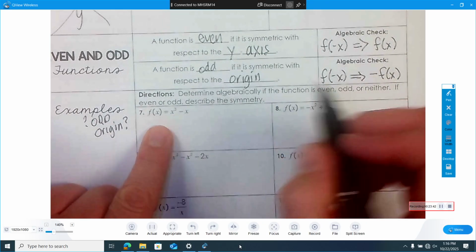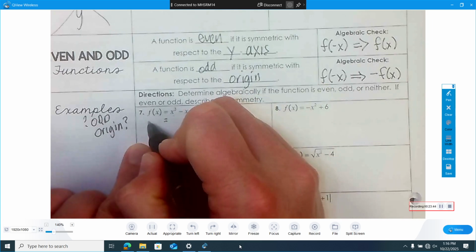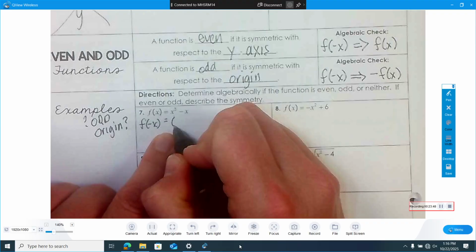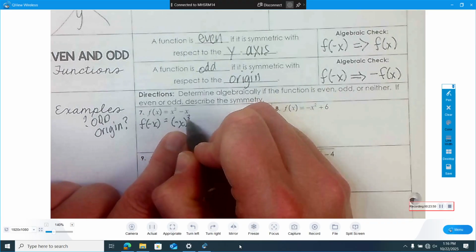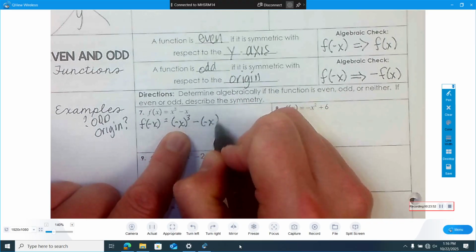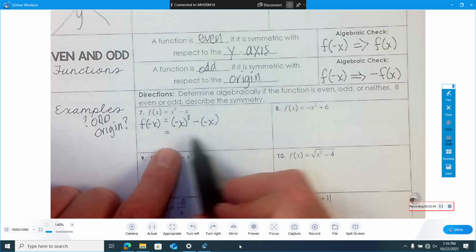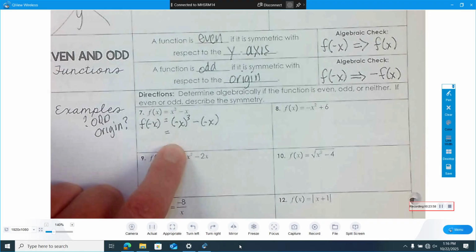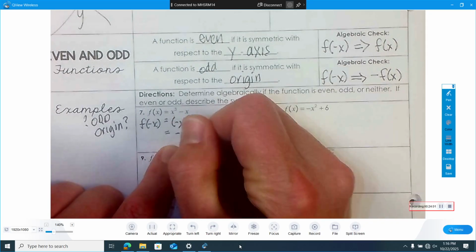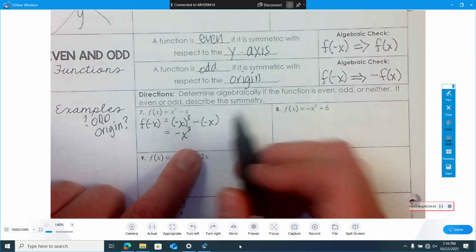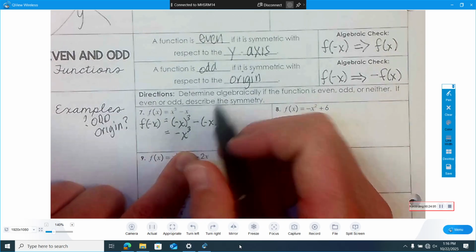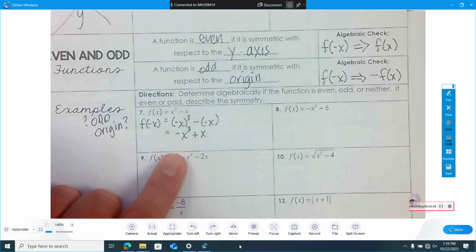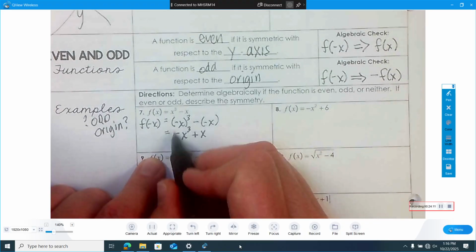So to do that, I'm going to replace my function with my opposite x. So everywhere there's an x, we're going to make it opposite. And then I'm going to do the math and clean it up. What is negative x quantity cubed? It's negative x cubed, yep. And then here we have negative times negative x, so that becomes positive x, okay?